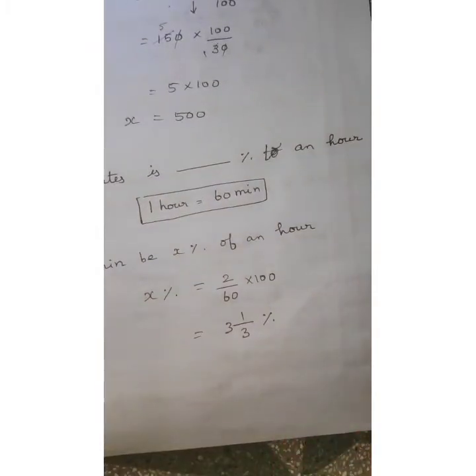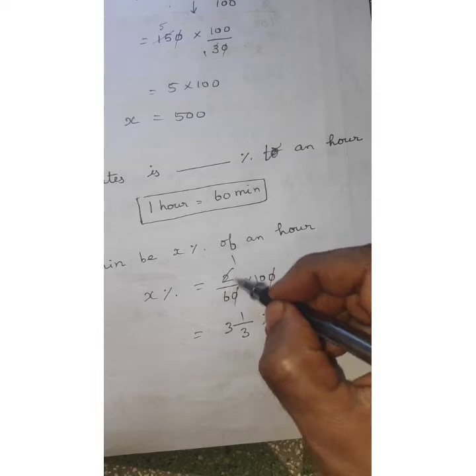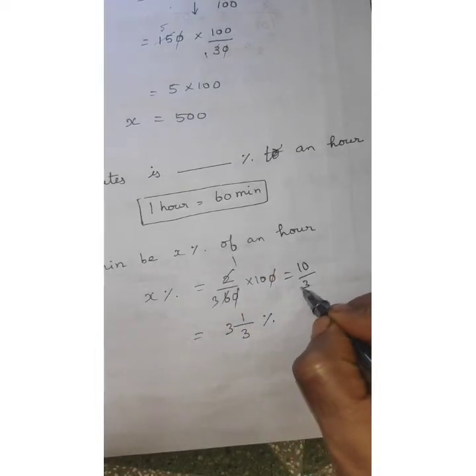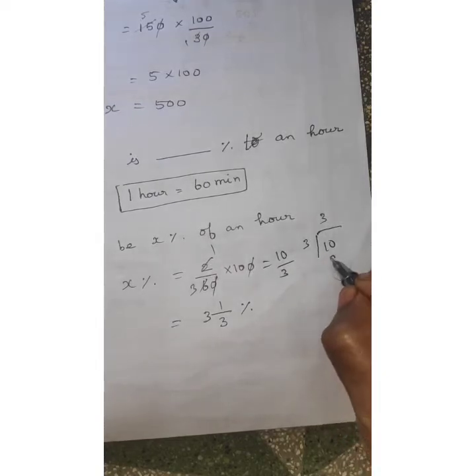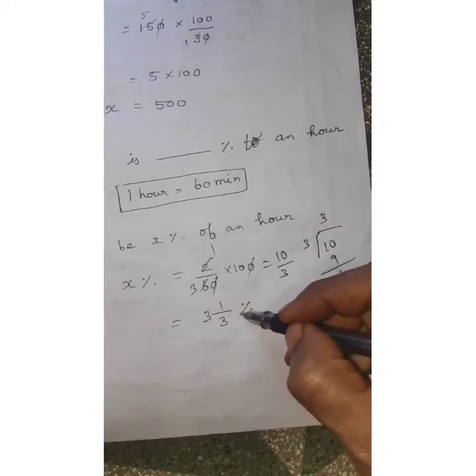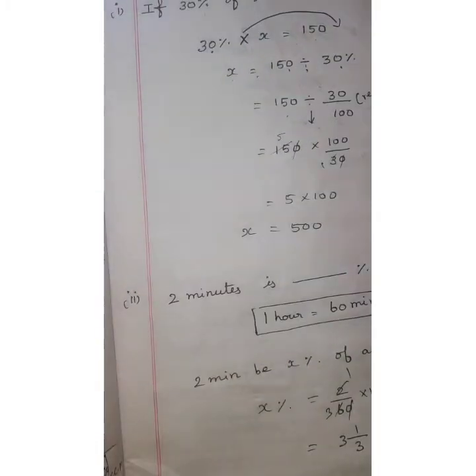Now cancellation. First you cancel the 100. 1, 2 is 2. 3 2s are 6, so it is 10 by 3. Dividing, 3 3s are 9. 10 minus 9 is 1. The answer is 3, 1 by 3. The percentage symbol is important, so put in the percentage symbol. Third question.